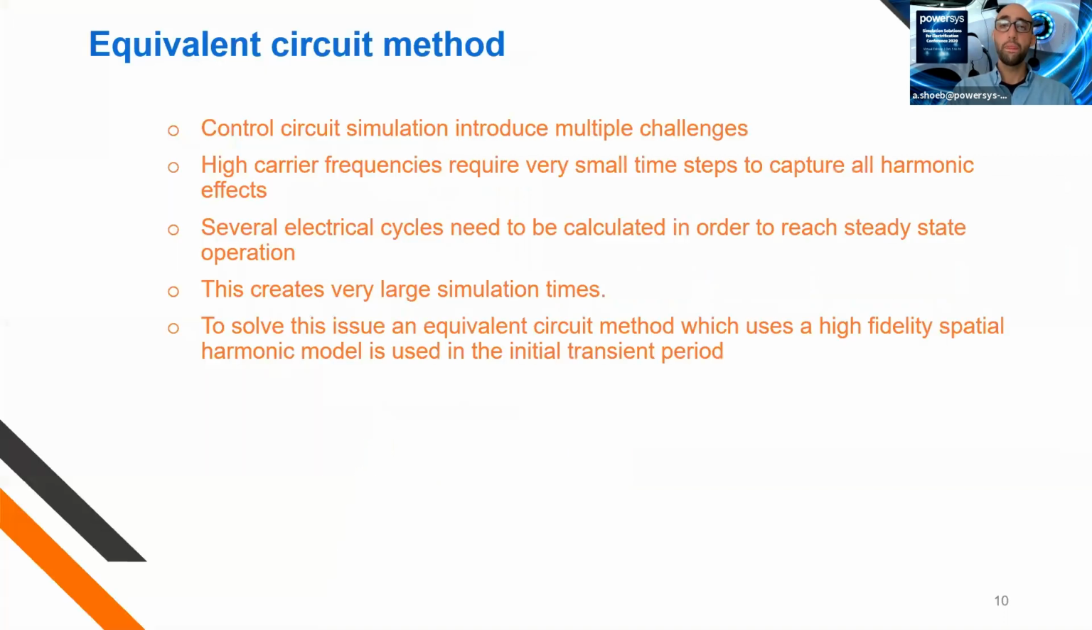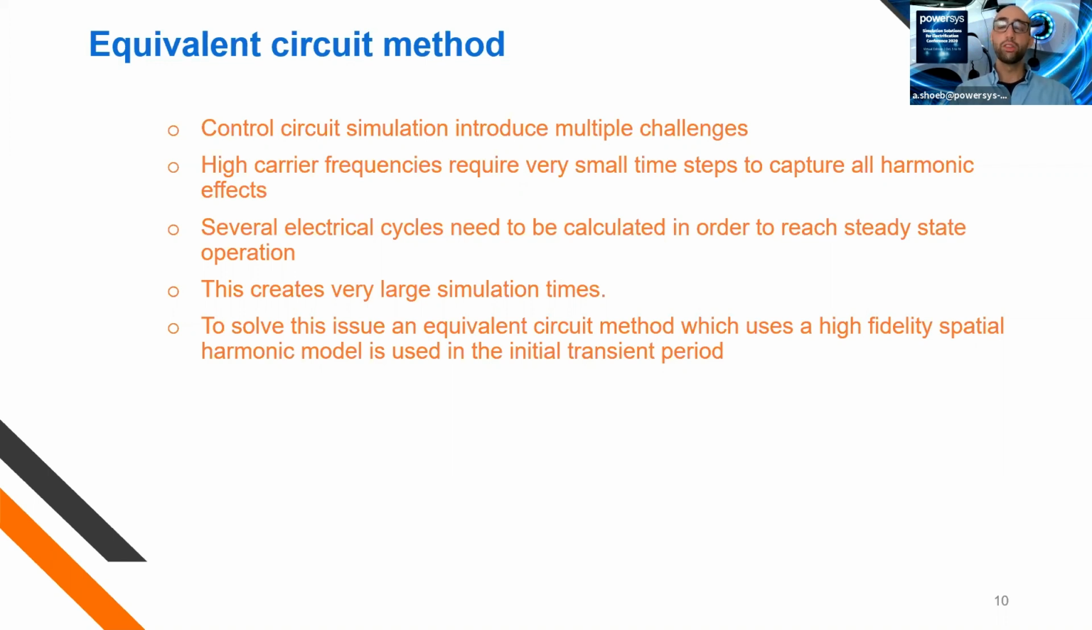So now I'm going to be going into the equivalent circuit method. As I previously stated, control circuit simulation is very tricky, and high carrier frequencies require very small time steps to capture all the harmonic effects. In addition, one needs to calculate several electrical cycles because of the voltage supply. We have an initial transient state in the beginning of the simulation. This can cause very large simulation times.